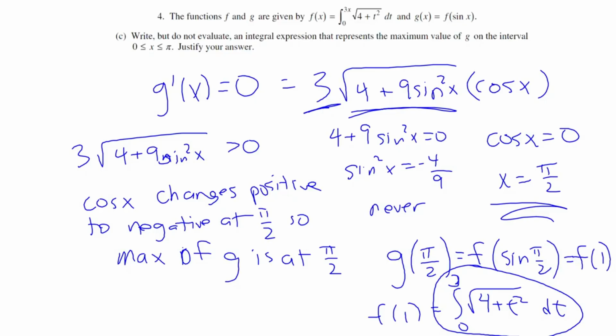They're going to give you 3 points there for that. 1 for just setting g prime equal to 0, 1 for justifying a max at pi over 2, and 1 for the final expression. And that is the end of this function FRQ, question number 4 from the 2008 Form B AP Calculus AB exam.